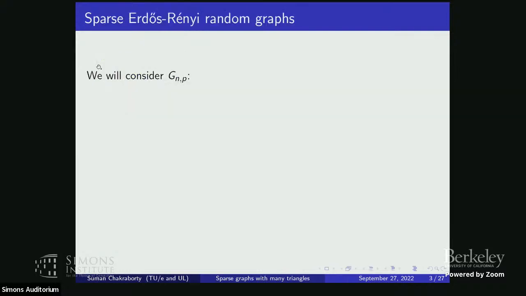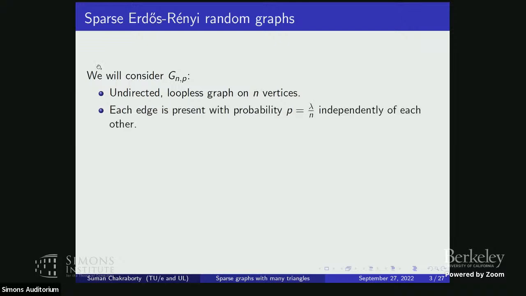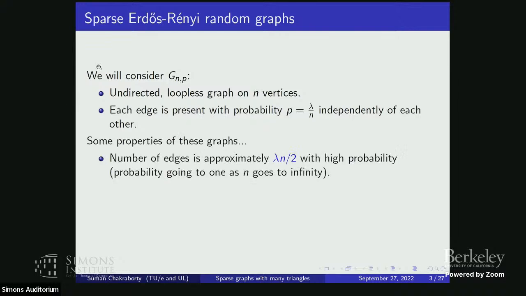Okay, so we will consider the simple random graph, the Erdős–Rényi random graph, where each edge is present with probability p, and all our graphs are simple, undirected, loopless graphs on n vertices. n will always denote the number of vertices, no multiple edges. And each edge is present with probability lambda over n independently of each other. So the simplest setting possible. And some very well-known facts to probably all of you.